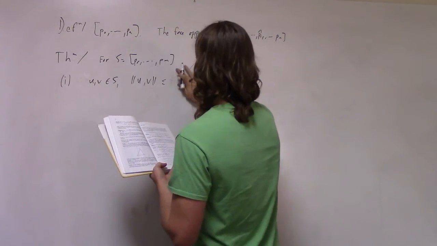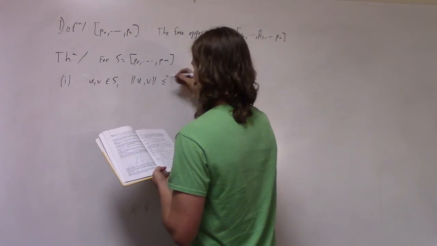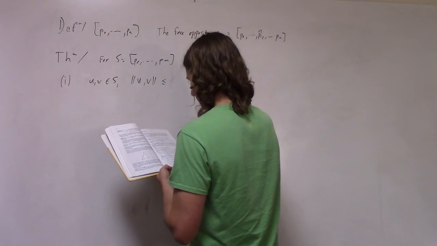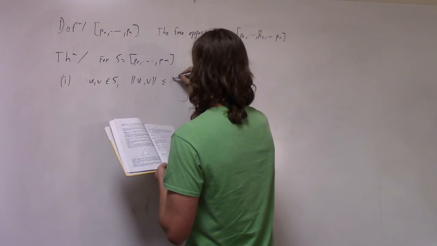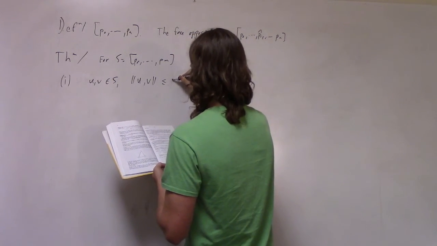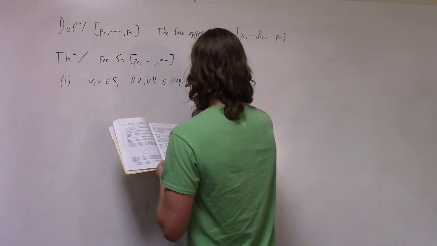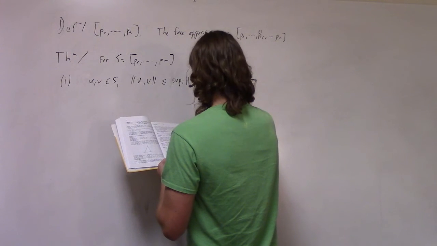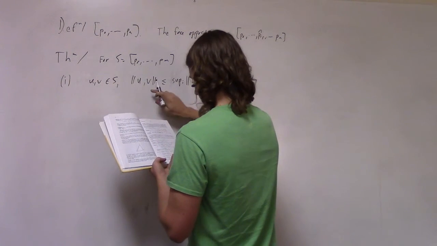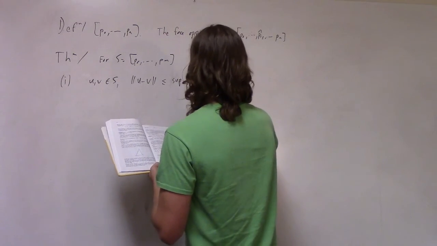Okay, so now we're just talking about properties of simplexes, and pretty much distances and various centers on simplexes. So if you have 2 points, then the distance between them is going to be less than or equal to the supremum of the distances from u minus v, minus pi, okay.